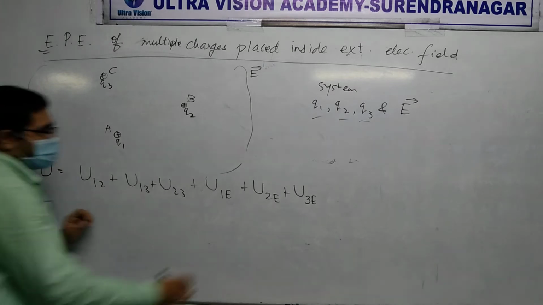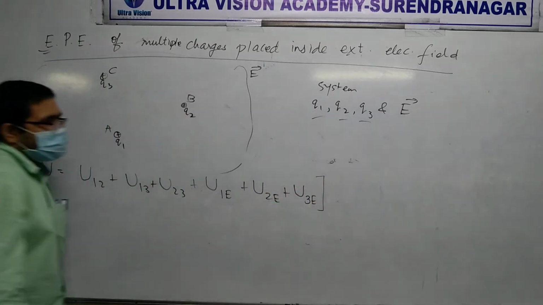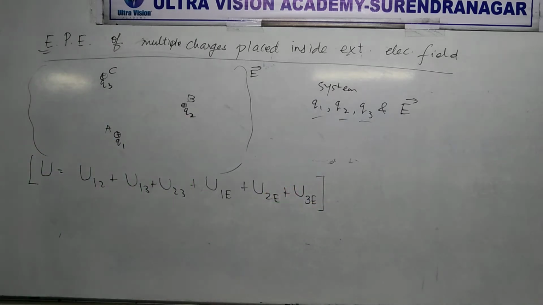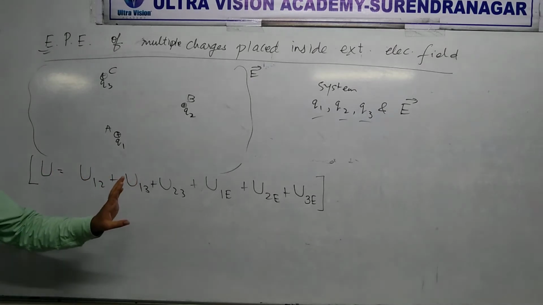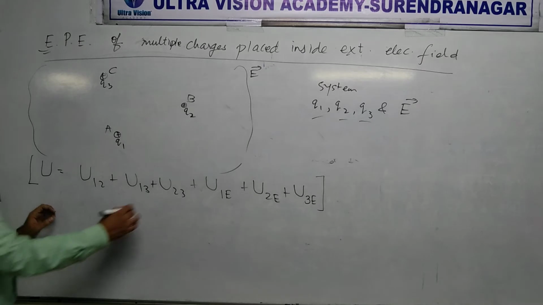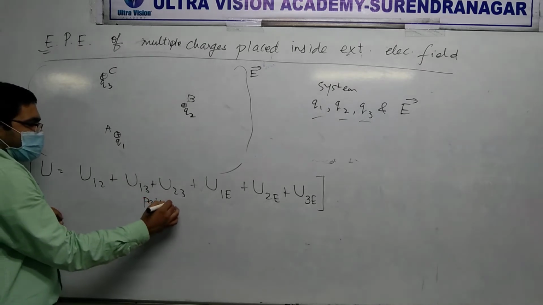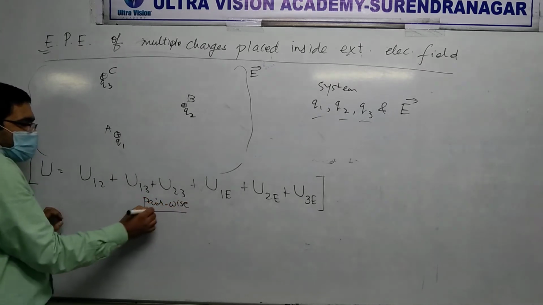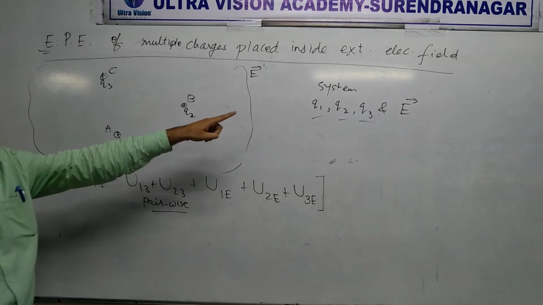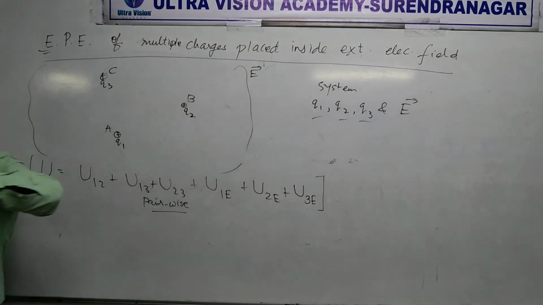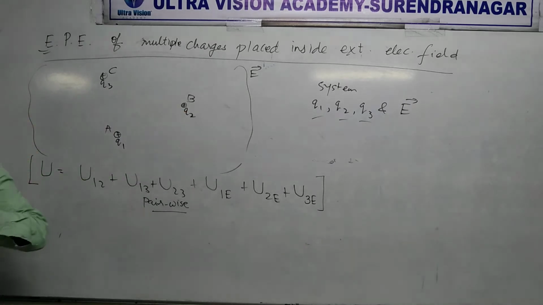Okay, you do not write it anywhere in exam. Okay, this is a very simple way to understand what's going on. Just think that we are taking all the entities or all the things pairwise, but there are 4 things. I hope you understand what I am saying. Not 3, there are 4. 3 charges and 1 electric field. Got it?